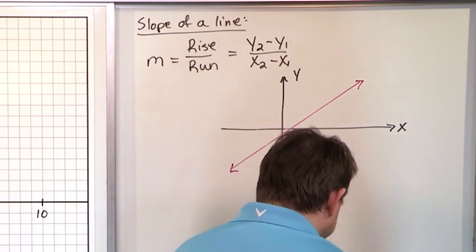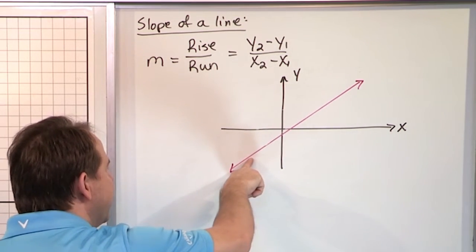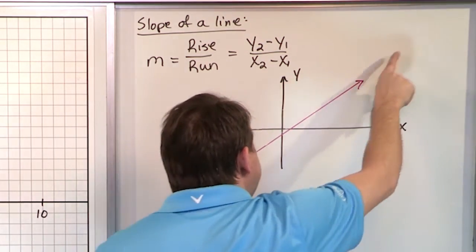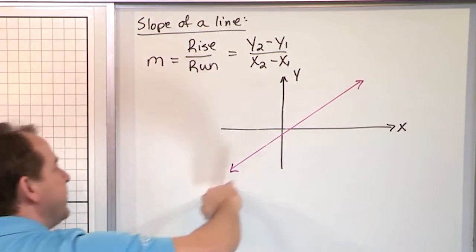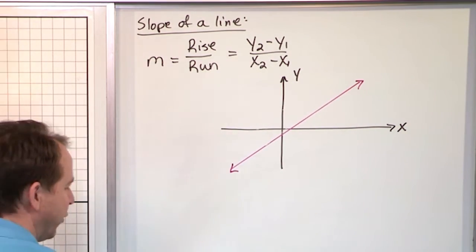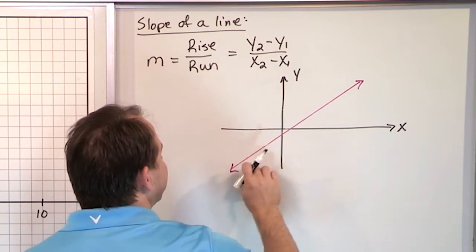Now, I need two points on this line. I don't care which two points, because the slope of this line is the same here as it is here, as it is here, as it is way over here, and way, way over here. The slope doesn't change. This line has the same slope everywhere. So it doesn't really matter which two points I pick. I can pick these two points on the line, or I can pick these two points on the line.